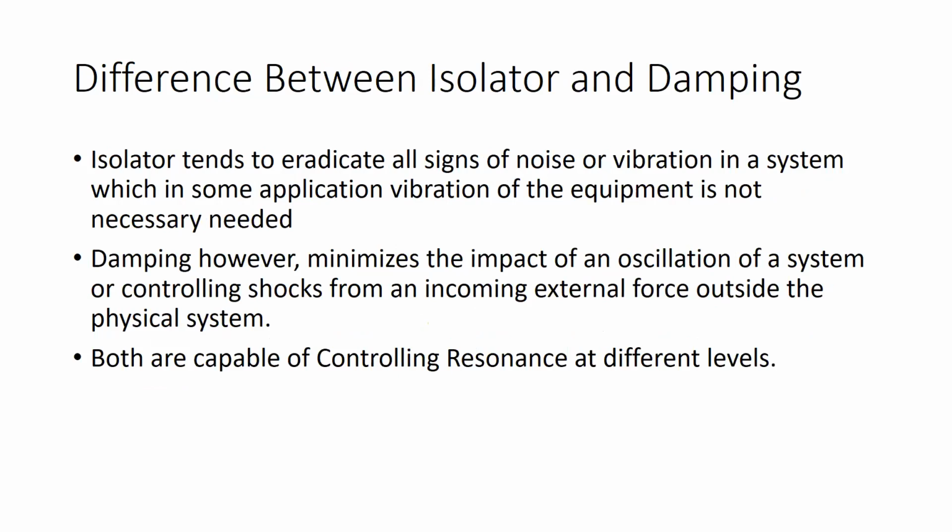The difference between the two is that vibration isolation prevents vibration transmission. It keeps vibration energy from entering an object such as a structure or piece of equipment, while vibration damping dissipates vibration energy. It absorbs or changes vibration energy, reducing the amount of energy transmitted through the equipment or structure. So an isolator tends to eradicate all signs of noise or vibration in a system, while damping minimizes the impact of an oscillation of a system. Still, both are capable of controlling resonance at different levels.